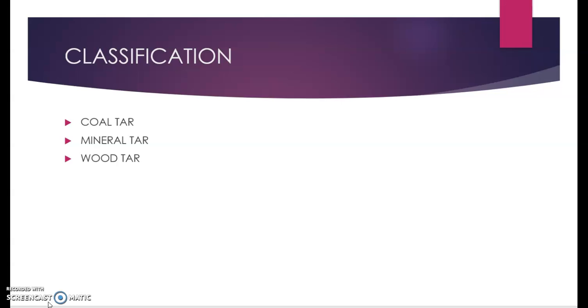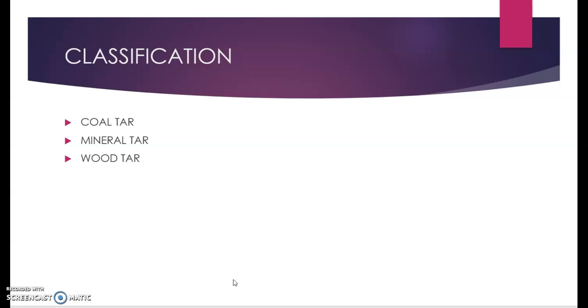Coal tar is used for making macadam roads, meaning surface roads. Then it's used in preserving timber. Mineral tar is obtained by distilling bituminous shales. It contains less volatile matter.